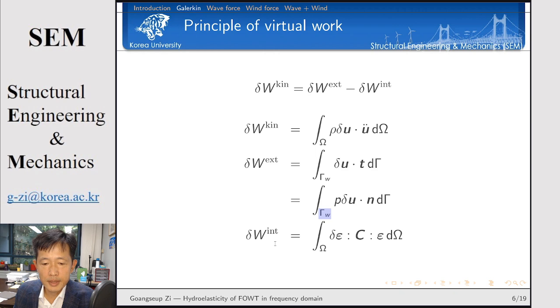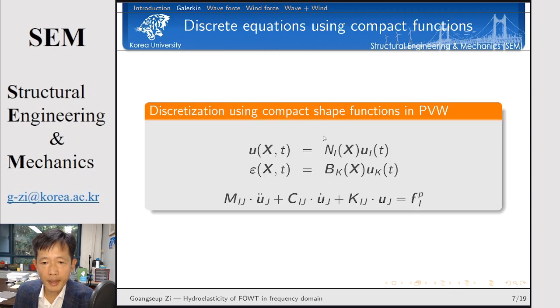The last term is the internal virtual work. In hydroelasticity, the modulus matrix double dot the strain is equal to the stress. That means the work done by stress over the virtual strain. This is the internal virtual work. The overall work balance should be satisfied in the principle of virtual work. To derive discrete equations, we have to discretize the virtual displacement and the real displacement using interpolation. In the finite element method, the interpolation is called the shape function.